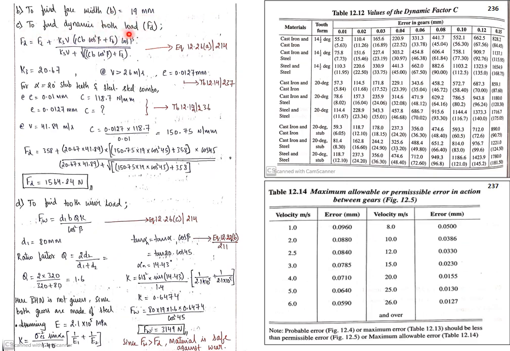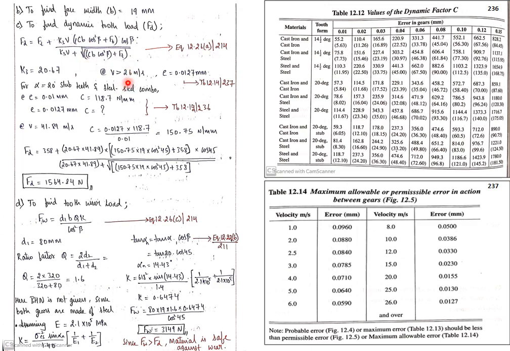Next is to find the dynamic tooth load. This is the Buckingham formula, which you need to consider from page number 214. Below this formula itself you will get the value of K3. You can see the number of unknown values here, because you know Ft, you know the value of V, and you know the value of beta. So the unknown values are K3 and C, correct? K3 is given below this formula itself. We need to find the value of C. So how to find the value of C, I will tell you.